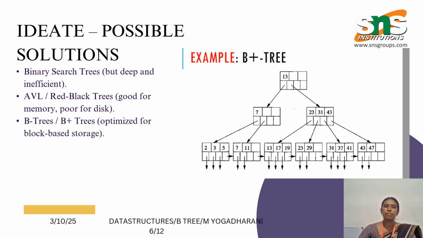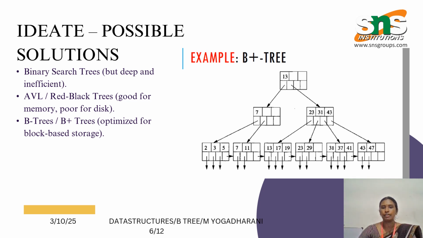Here, ideate means a binary search tree is deep and inefficient. The other advanced trees like AVL tree or red black tree are good for memory and poor for disk allocation. B tree and B plus tree are optimized for block based storage.